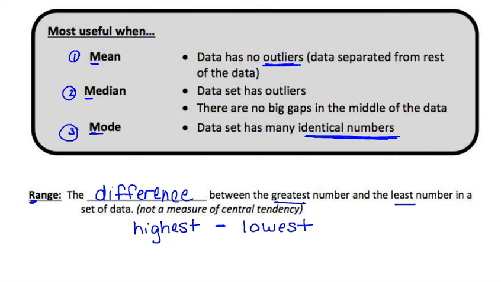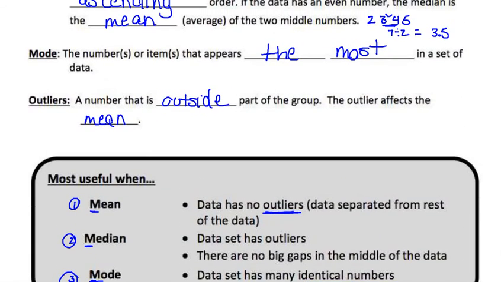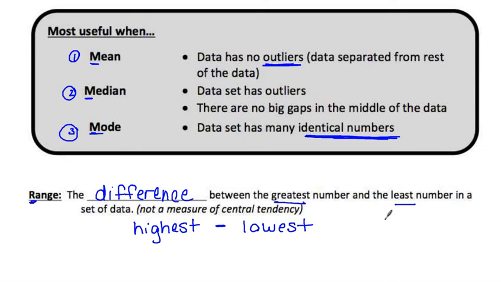So in the example that we had up here, where we had 2, 3, 4, and 5 as our data set, the highest number is 5, the lowest number is 2, high minus low would be a range of 3.